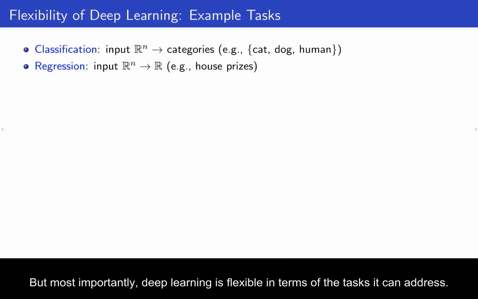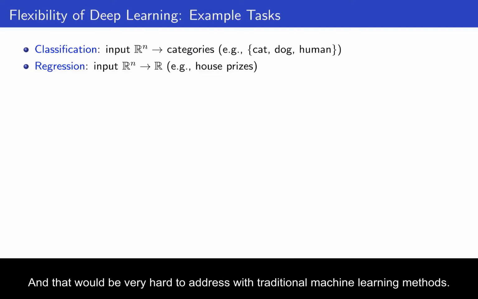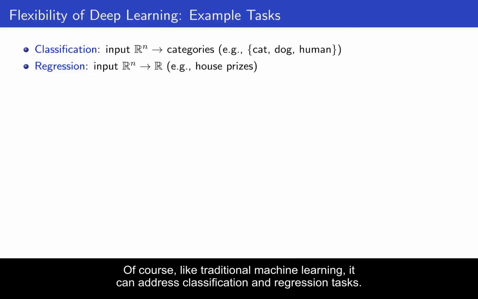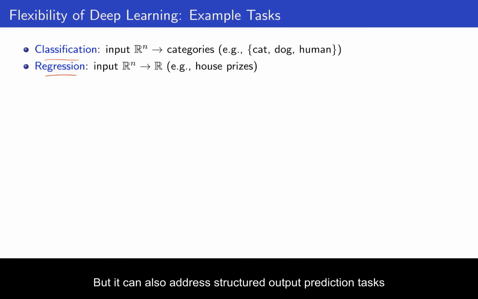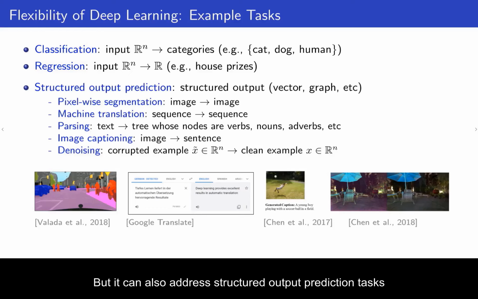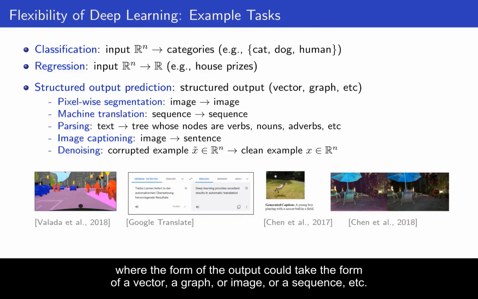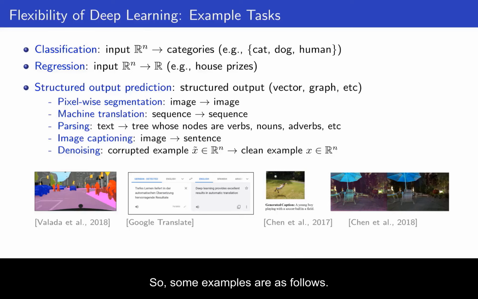But most importantly, deep learning is flexible in terms of the tasks it can address, and that would be very hard to address with traditional machine learning methods. Of course, like traditional machine learning, it can address classification and regression tasks, and we've also already discussed that it can handle raw data as input very well. But it can also address structured output prediction tasks, where the output could take the form of a vector, a graph, or image, or a sequence, etc. So some examples are as follows.